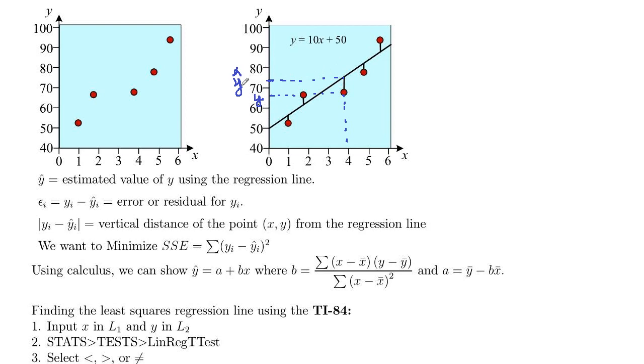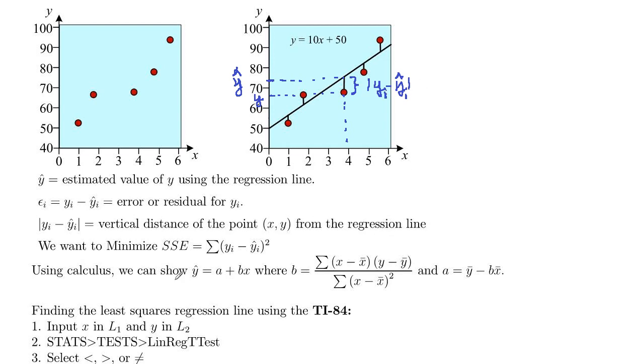So there's a difference between the y and the y hat, and that's error that we get from using the regression line. We call that error y sub i minus y hat sub i the residual for y sub i. So i is which point you're looking at. So this is going to be y sub 4 and y hat sub 4. And if you take the absolute value of that error, you'll get the vertical distance, and distance is always positive, of the point (x, y) from that regression line. So this is your vertical error, which is the absolute value of y sub i minus y hat sub i.